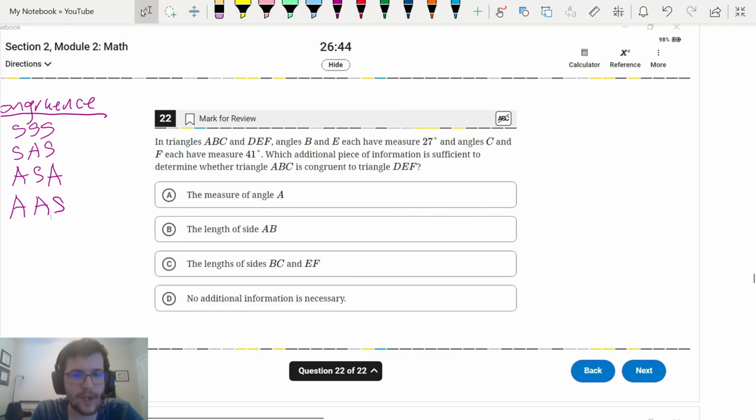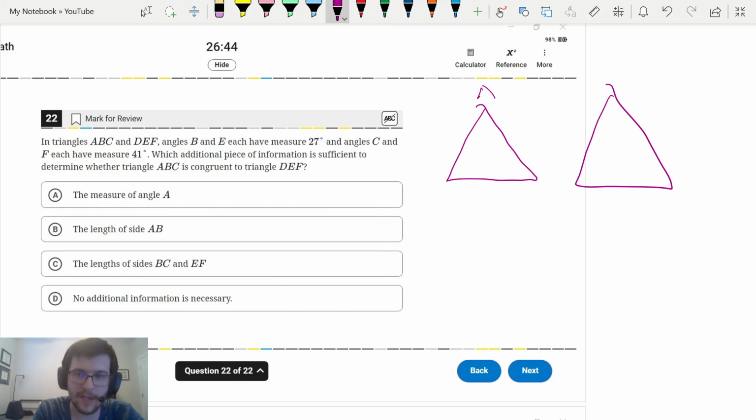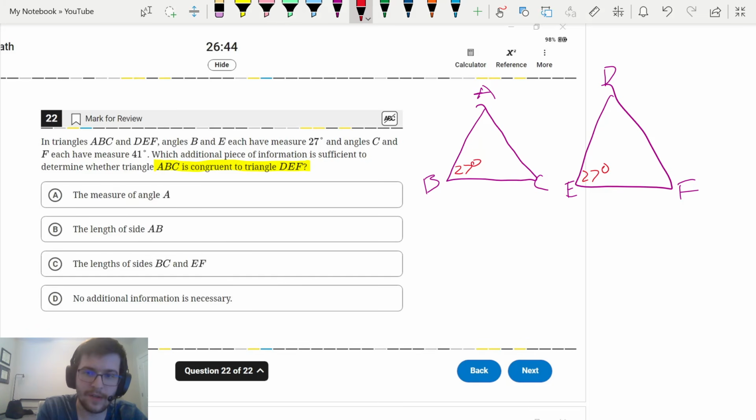Okay, so I'm going to draw A, B, C, and D, E, F. And I'm just going to label it like this. Just make sure, again, remember the order it comes in is really important. So make sure the order is the same. So A, B, C, and D, E, F. See how I'm moving in the same direction as I did with the left one? Okay, B and E each have 27 degrees. Okay, and C and F each have 41 degrees.